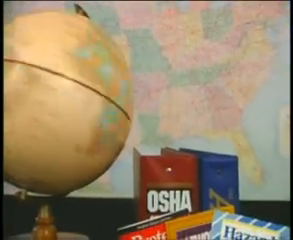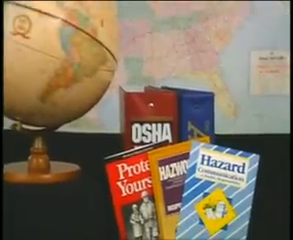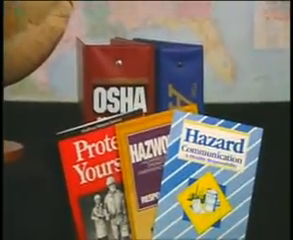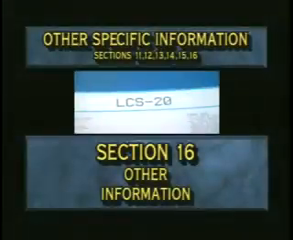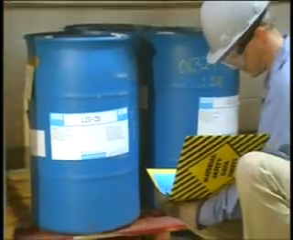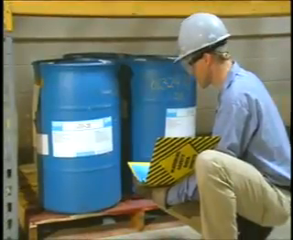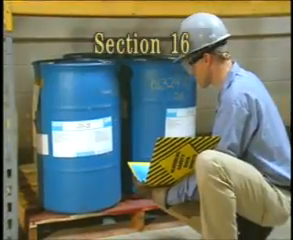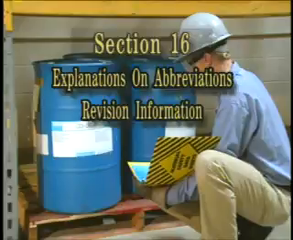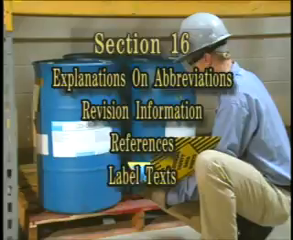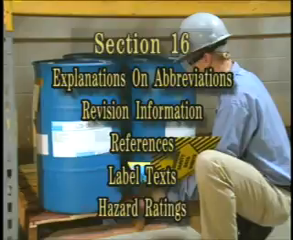Section 15 includes state, federal, and international regulatory information. This information will help employers comply with health, safety, and environmental regulations. Additional information which may not be covered under the standardized headings will be in Section 16. Be sure to check this section for explanations on abbreviations, revision information, references, label texts, and hazard ratings.